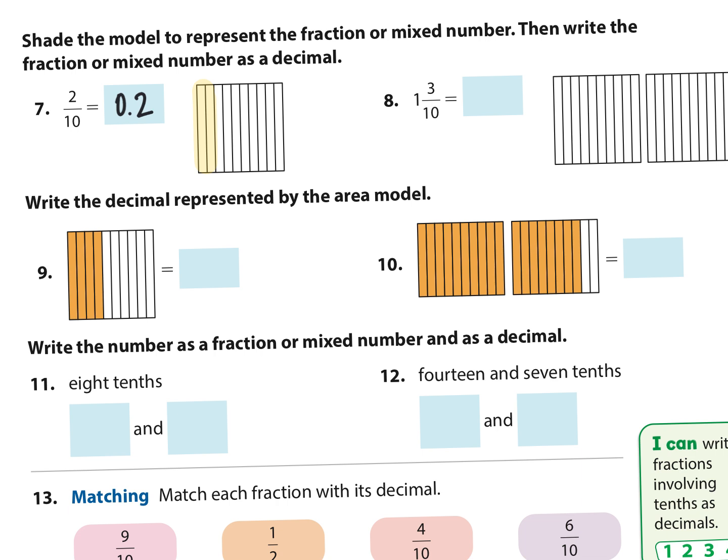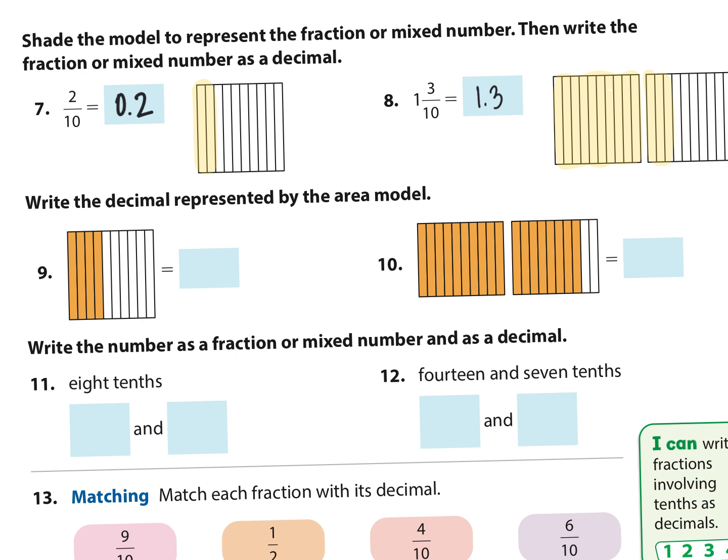Okay. On number 8, I have 1 and 3/10. So I need to shade all of one of my models, the whole thing. Because what is this showing me? 10 out of 10, which is 1 whole. And then just 3 of the other one. And what does that look like as a decimal? 1.3. Good.